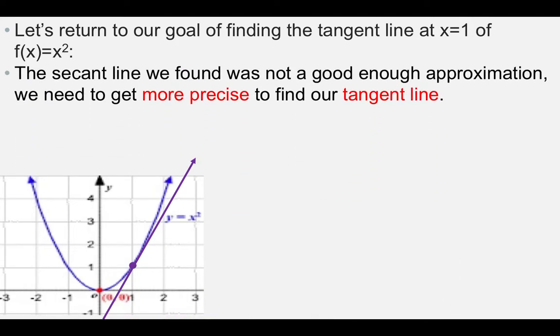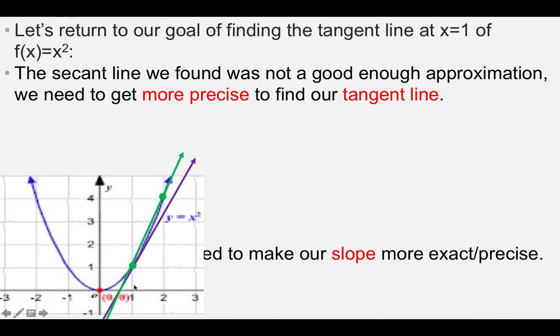So the secant line we found was not a good enough approximation, right? You can get really, really close and choose points closer and closer to 1 comma 1, but you're not going to get an exact, right? We need to get more precise to find our tangent line. And then as a reminder, this green line that I have right here, that's your secant line, right? So you notice how the secant line is a good approximation, but it won't give you the exact purple line or the exact tangent line right here.